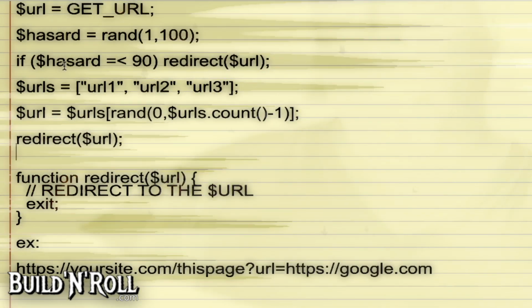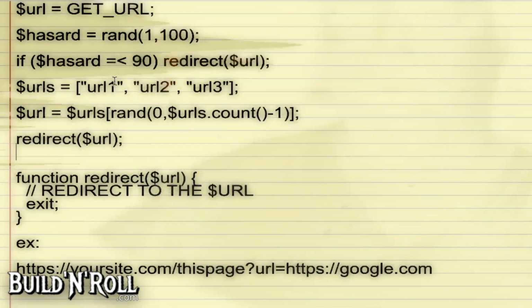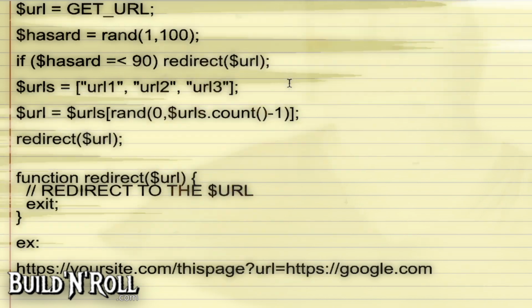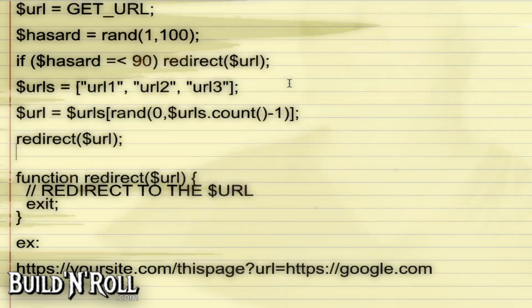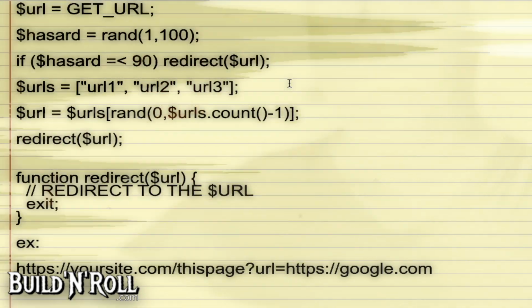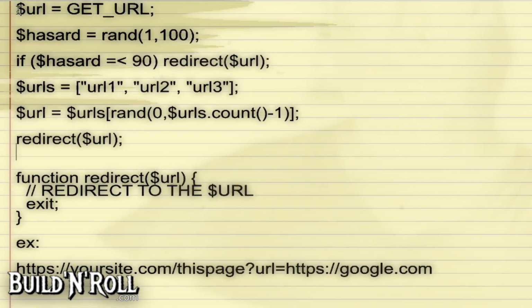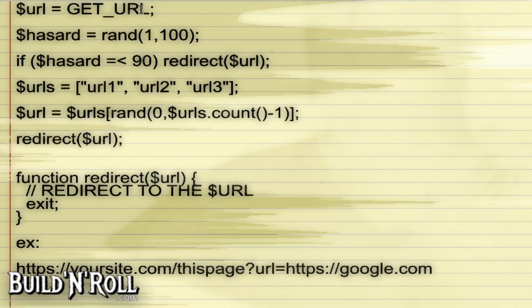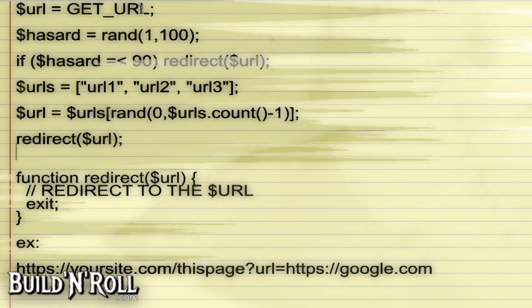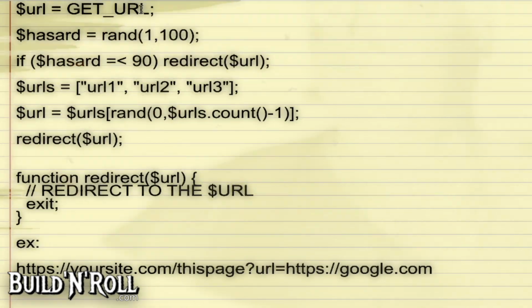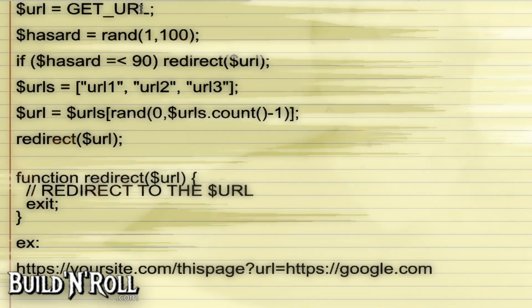So I will describe the logic. This is a pseudocode, so it means it can be done in JavaScript or in PHP or Python, any programming language. So you will put this on a page. And so the logic is, first, we have a variable URL, and we get the URL. We get it from the URL of the page that this script is on. So we get a URL, which is the link where you want to send people to.